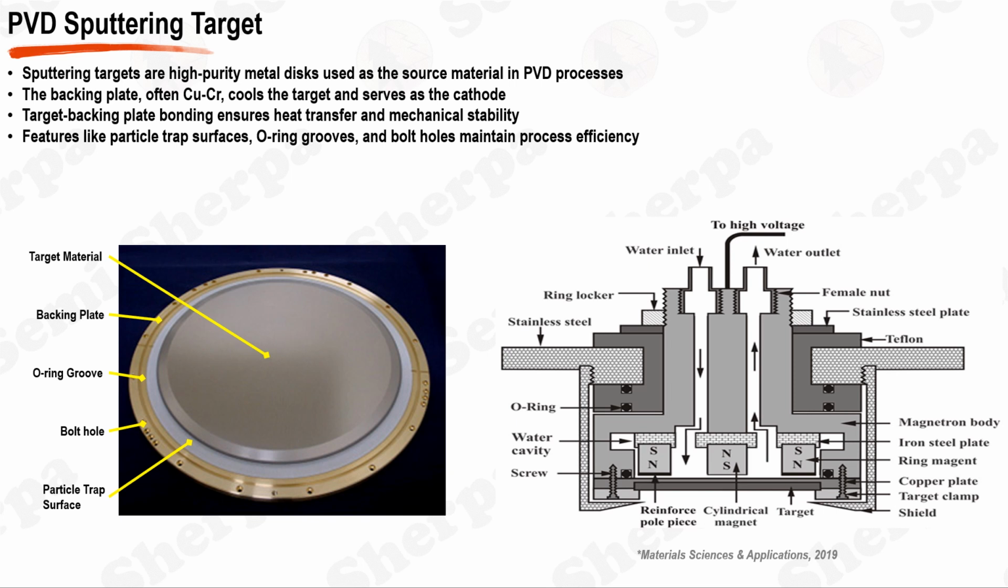The bonding between the target and backing plate is another significant aspect. This bonding ensures efficient heat transfer and mechanical integrity. Part of the assembly also includes a particle trap surface to catch any stray particles during the sputtering process, thus maintaining the cleanliness and integrity of the sputtered film. Additional structural features include an O-ring groove and bolt holes, designed for sealing and mounting purposes respectively. With all these integrated features, the target structure in PVD processes not only acts as a source of depositing material but also contributes to maintaining the overall process efficiency and reliability.